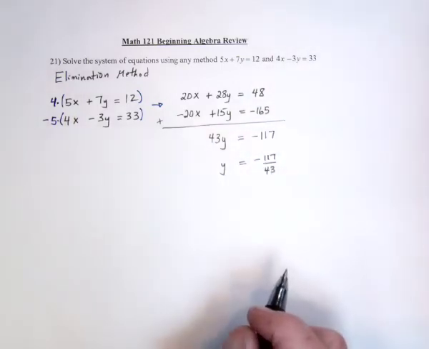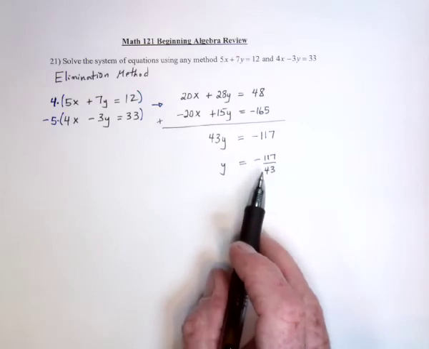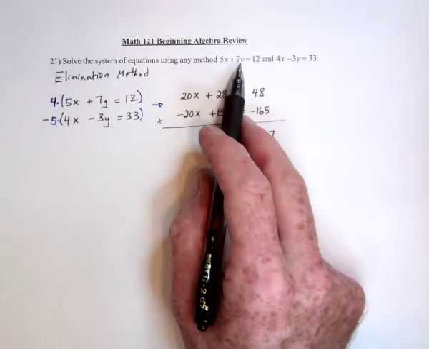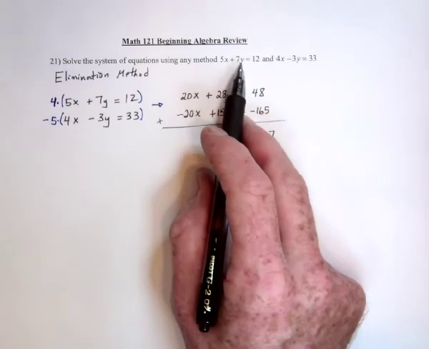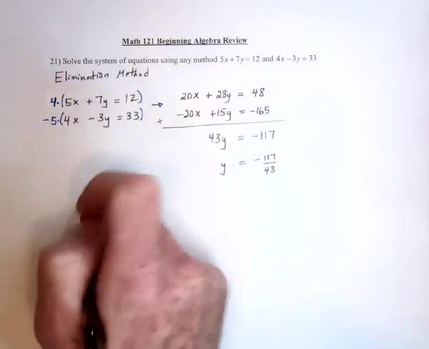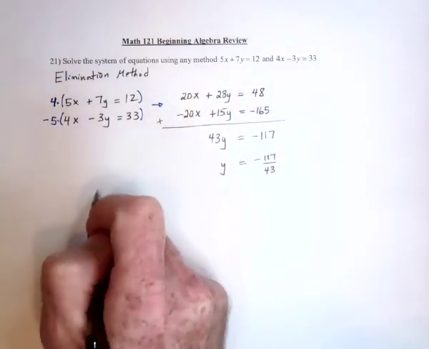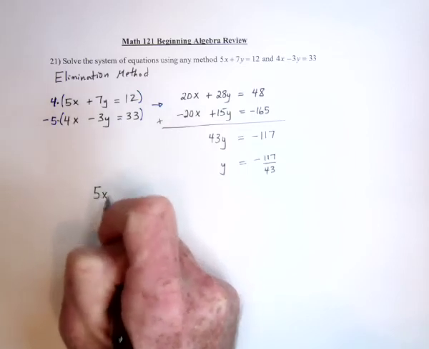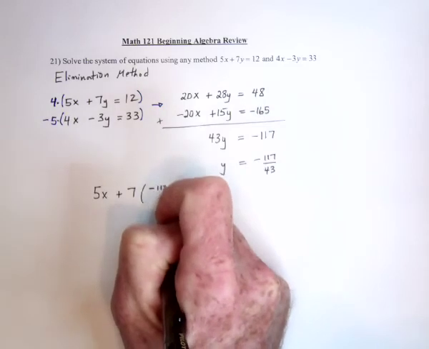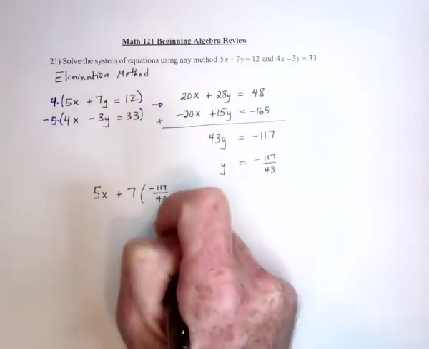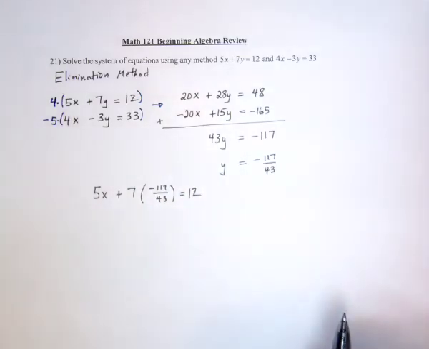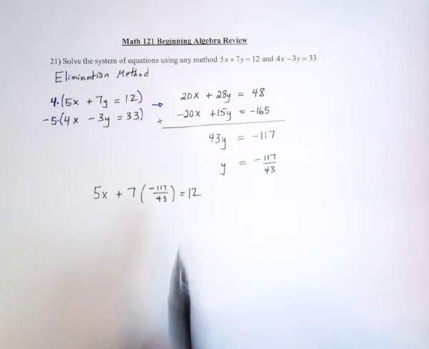So now what we do is take this that we got for y and substitute it into one of the equations. It doesn't matter which, they'll both give you the same answer. So I'm going to use this one since I'm already pointing to it. So you substitute that in. So it's going to be 5x plus 7 times what we got for y equals 12. So then we need to multiply here.